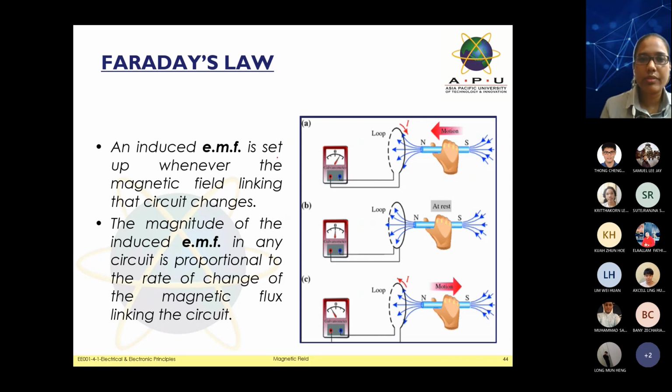Induced EMF is set up whenever the magnetic field linking the circuit changes. So how does it work? Let me go with the point first. The magnitude of the induced EMF in any circuit is proportional to the rate of change of the magnetic flux linking the circuit. So now have a look at diagrams A, B, and C.